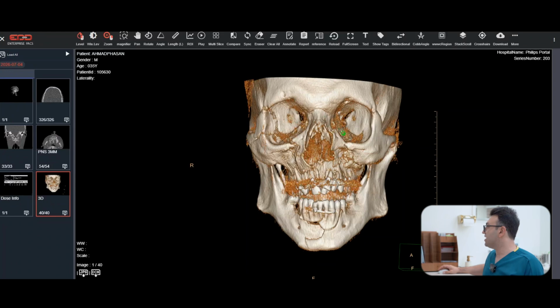The nasal bone is fractured on both sides. The inferior rim of the orbit, again, I can see the fractures, the Le Fort 1, Le Fort 2 fractures, and also the right zygomatic bone is damaged there. So that's a kind of panfacial fracture that is really hard to manage.